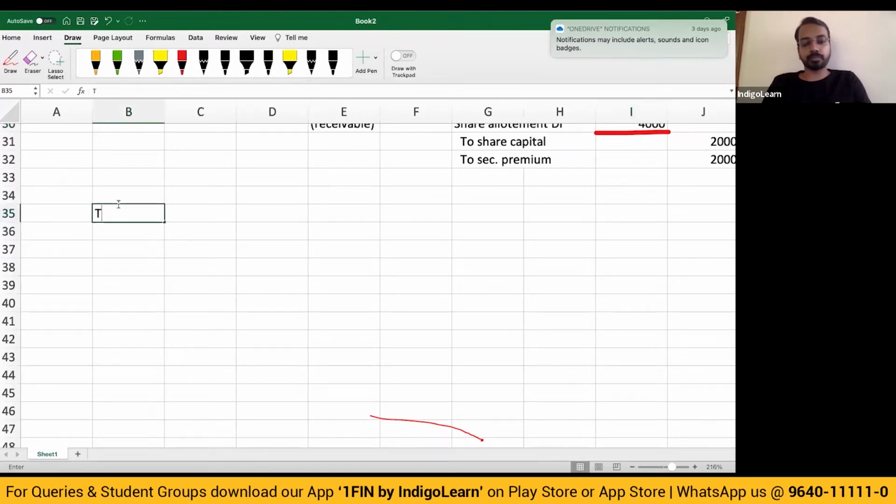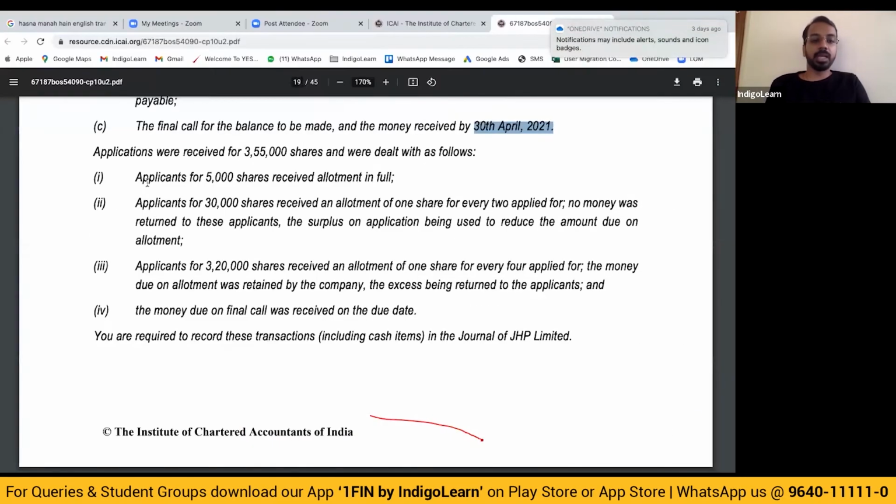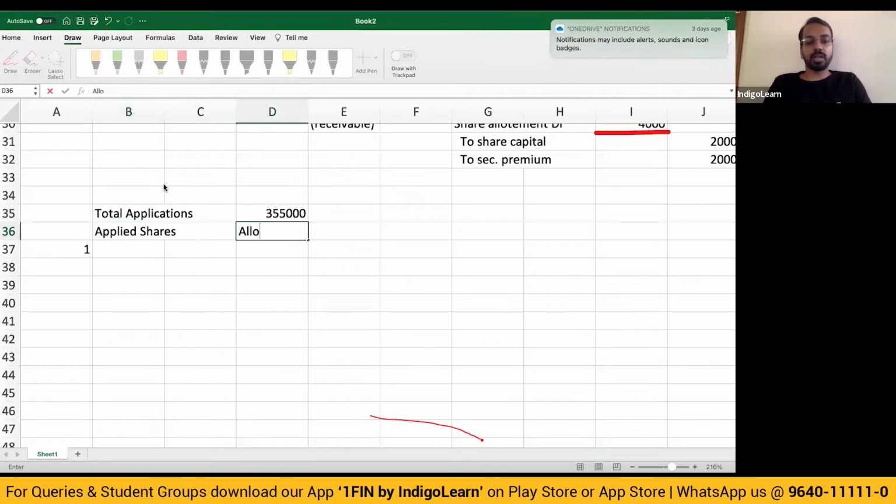Okay, so total applications 3,55,000. Then applications for 5,000 shares received allotment in full. So out of this 3,55,000, let us start writing down. First, applied shares, allotted shares. 5,000 whoever applied were allotted 5,000 shares. So is there any refund or adjustment? No.